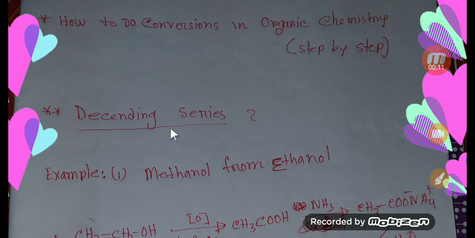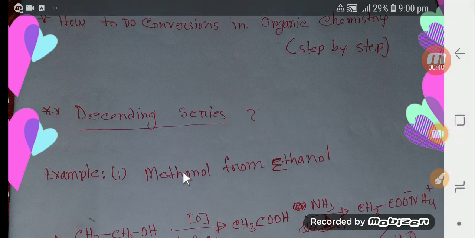So, to do conversions in organic chemistry step by step, we have to have knowledge about descending series, right? In our previous video, we learned about ascending series. If you haven't watched that video, then you can watch it from this channel. However, I will give you the definition of descending series after this example.